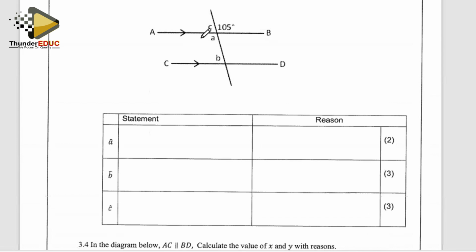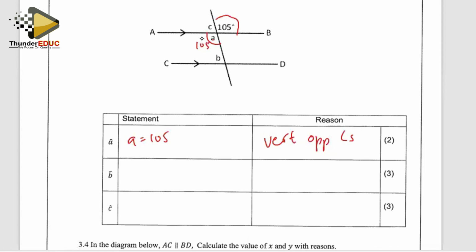3.3, calculate with reasons the value of A, B, and C. Okay, so we still have parallel lines, because AB is parallel to CD. So we're seeing that if we have 105 here, how does A relate with 105? We can see that they are just vertically opposite because this line is intersecting with this one. Okay, so we're going to say that A is 105. Reason, these are vertically opposite angles.